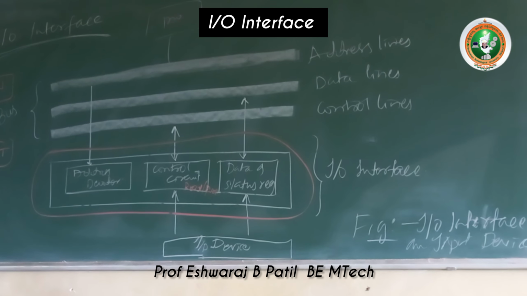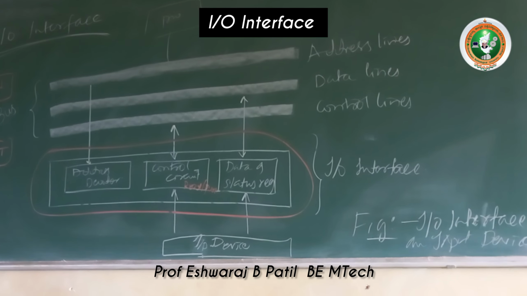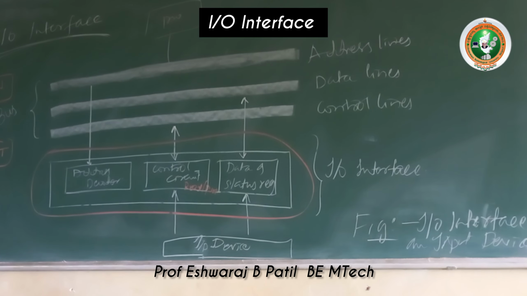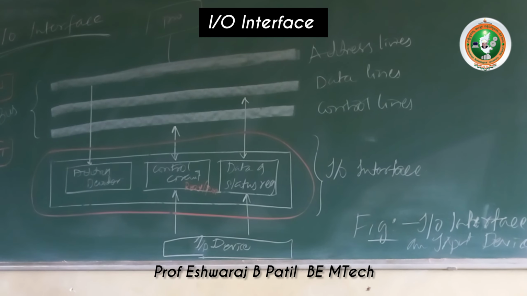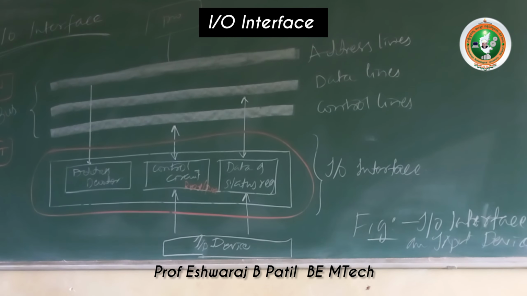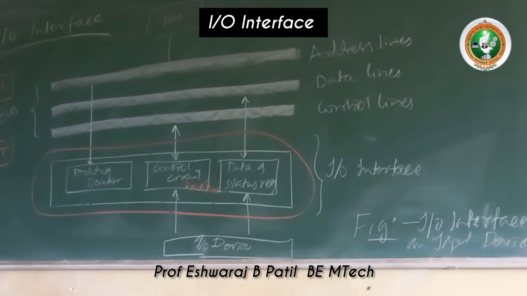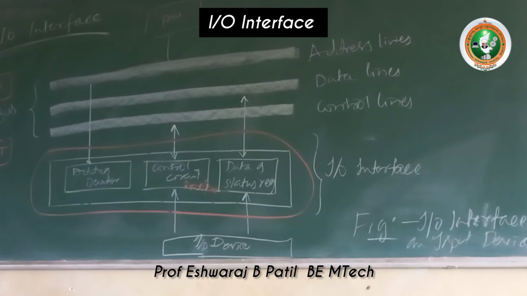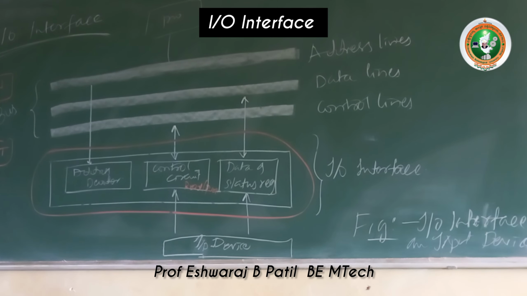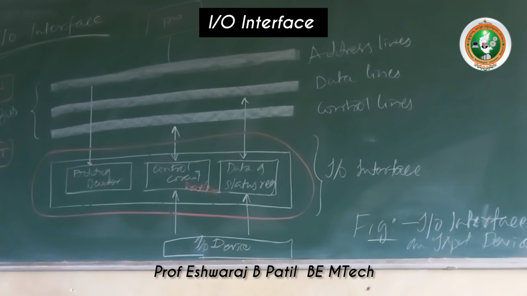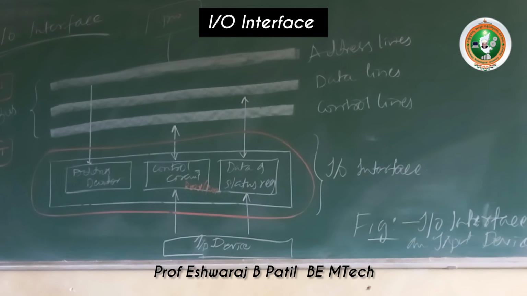Next point, the data register stores the data read from input devices, or the data to be written into the output devices. There are two types.